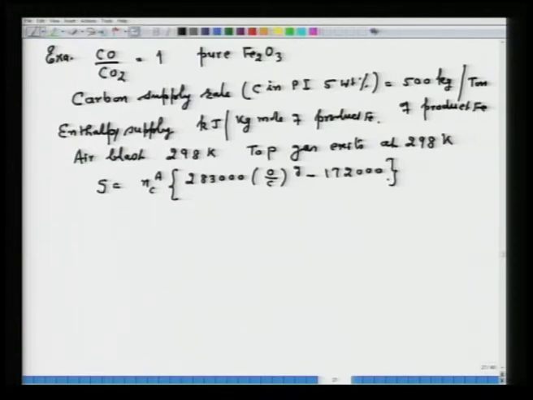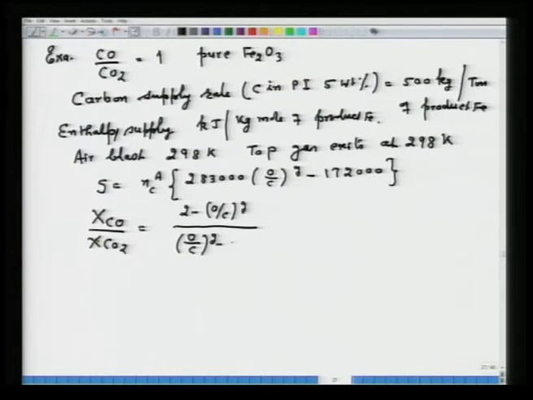Now, from the CO-CO2 ratio we have to find out the value of O by C. Now, we know that XCO upon XCO2, I have already given this expression, is equal to 2 minus O by C G upon O by C G minus 1, and that is equal to 1. So, we can solve from here, O by C G will come out to be equal to 1.5. Now, we would like to know only NCA.